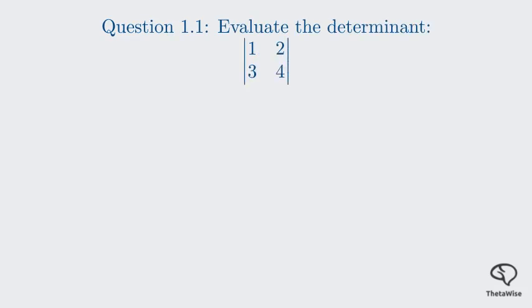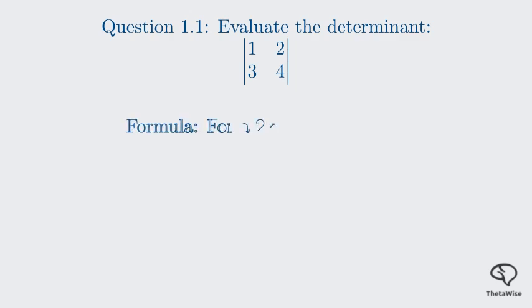Let's begin with the first question. We need to evaluate the following determinants. Let's look at the first one, 1.1. Here, we have a 2 by 2 determinant. The formula for a 2 by 2 determinant is to multiply the elements on the main diagonal and subtract the product of the elements on the other diagonal.